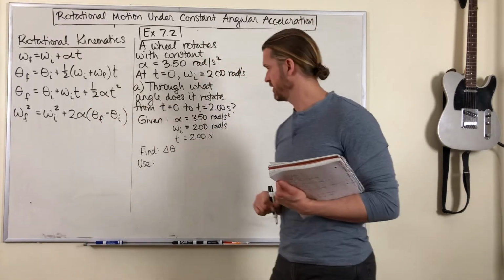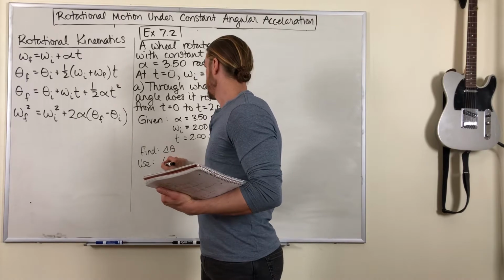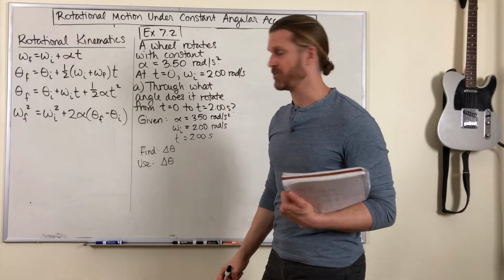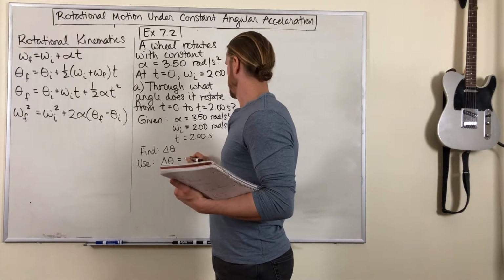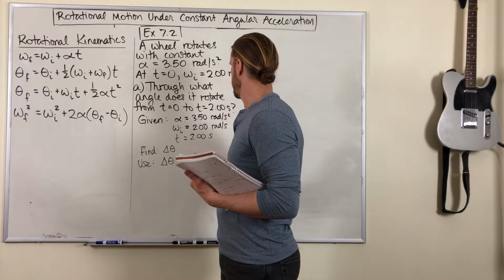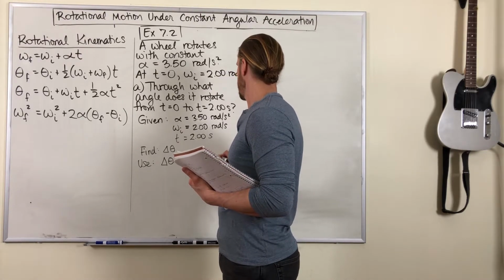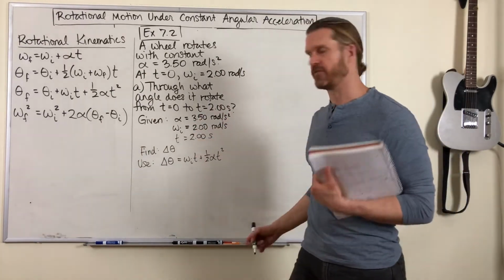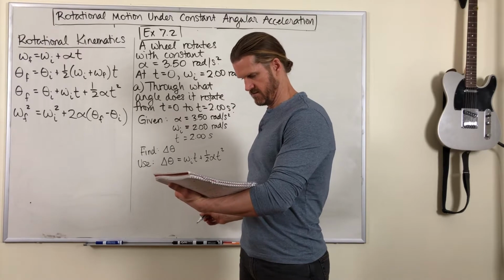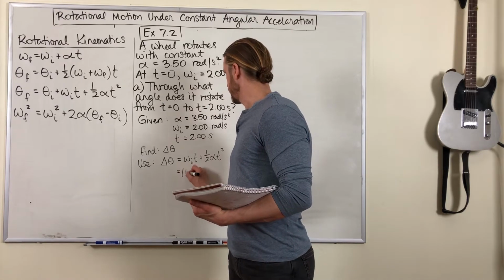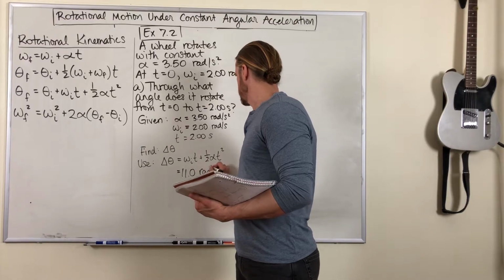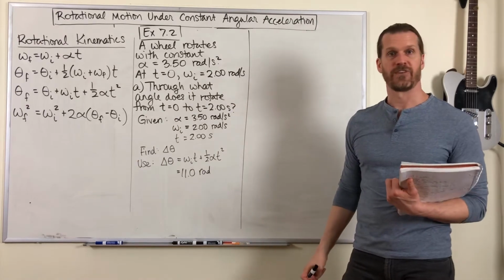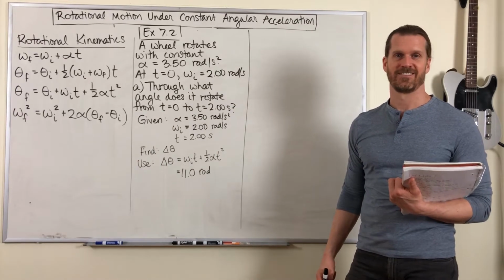That's our third equation. So we can write our third equation, subtracting theta initial from both sides, as delta theta is omega initial t plus 1/2 alpha t squared. And we put in these values and find that the angular displacement is 11 radians. All right, so same method, just different symbols.